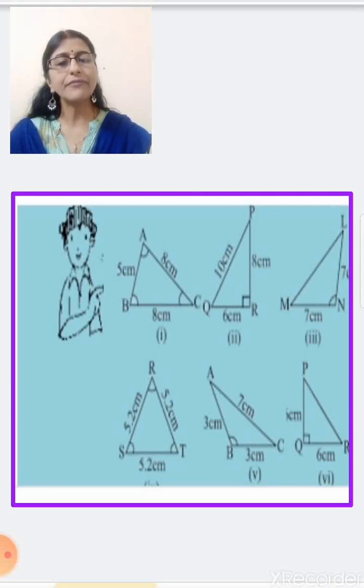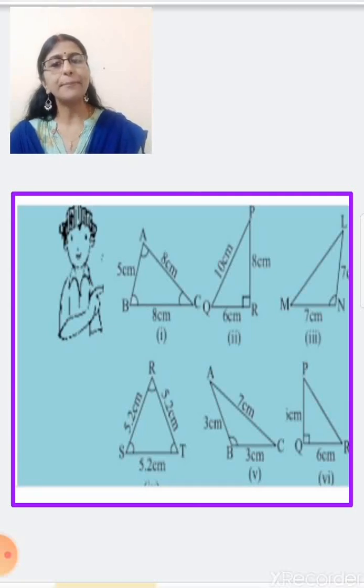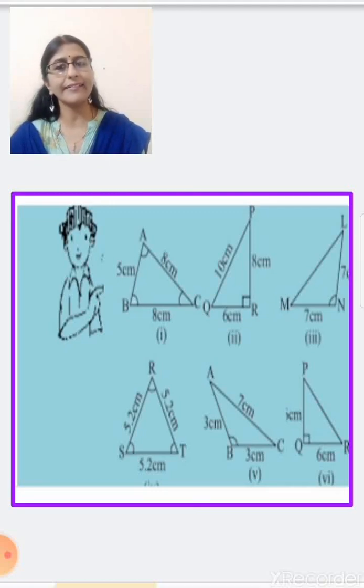Now next one, the fifth figure is triangle ABC. Here again you can see two sides are equal. AB is also 3 centimeter. BC is also 3 centimeter. And AC is 7. So this has two sides equal, meaning isosceles, and one angle is more than 90 degrees. So we'll write it as isosceles obtuse angled triangle. Now the third one you will find out, and you are going to write all this in your notebook.